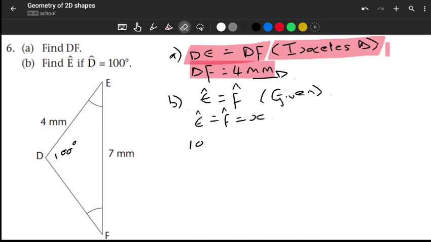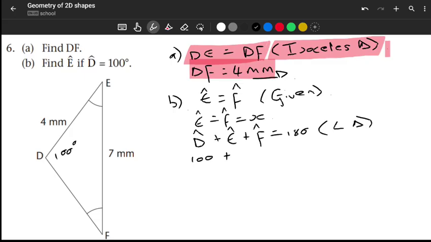All right, let me backtrack and make it simple. Angle D plus angle E plus angle F is 180 degrees, and your reason is sum of angles in a triangle. I'm just gonna write this to make it shorter. Sum of angles in a triangle add up to 180. So in the place of angle D, you're gonna put 100 degrees there. In the place of angle E, we said angle E and angle F equals X. So we're gonna say X there plus X there equals 180.